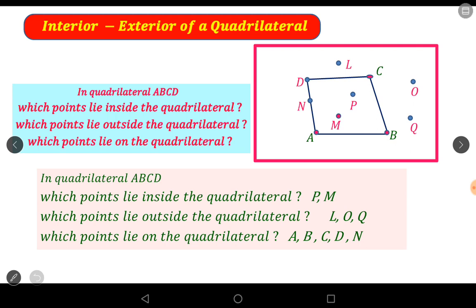Which points lie outside the quadrilateral? Observe L, O, Q. These three points are outside of the quadrilateral. Which points lie on the quadrilateral? A, B, C, D, N. These five points are on the quadrilateral. So two points are interior, P and M. Three points are exterior, L, O, Q. Five points are on the quadrilateral. Any quadrilateral divides the plane into three parts: interior, exterior, and on the quadrilateral.